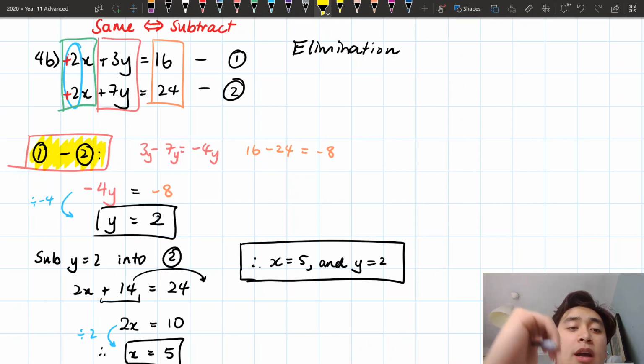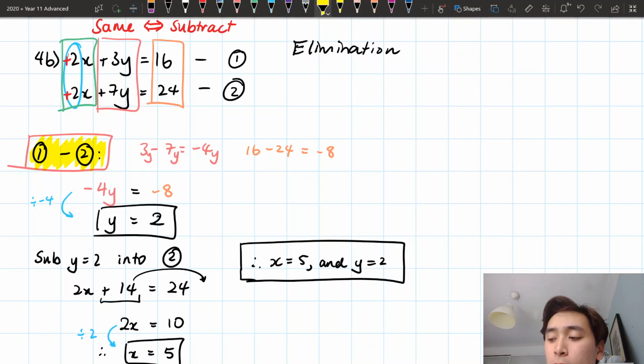You need to keep the order correct based on what subtraction or addition you were doing. Hopefully this was helpful for you and you could see how we did this question here. Okay, so that was question 4b.